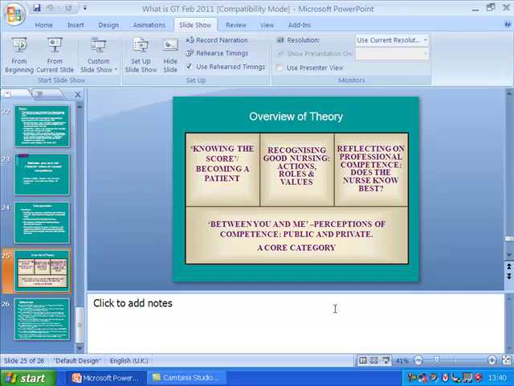This was the theory, it's very small, that I developed, and I don't really have time to talk through the whole thing. My core category was something called Between You and Me. It indicated that how patients conceptualize the idea of competence or good nursing is very much on an individual basis. It's about how someone interacts and responds to me, using their human skills rather than their technical skills, that makes me believe they are good at what they do.